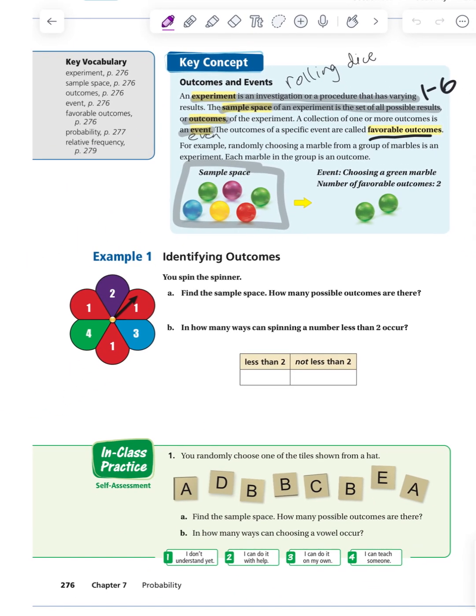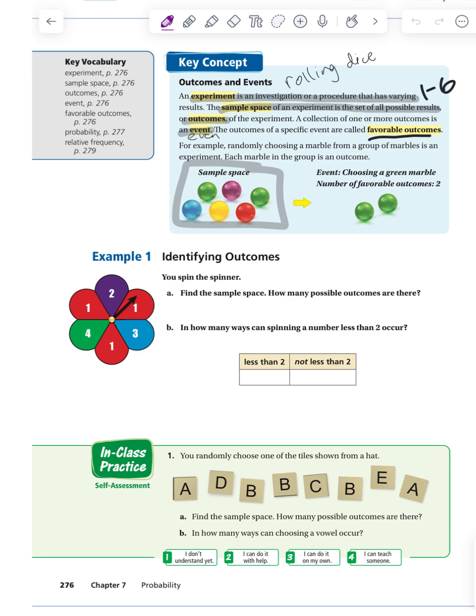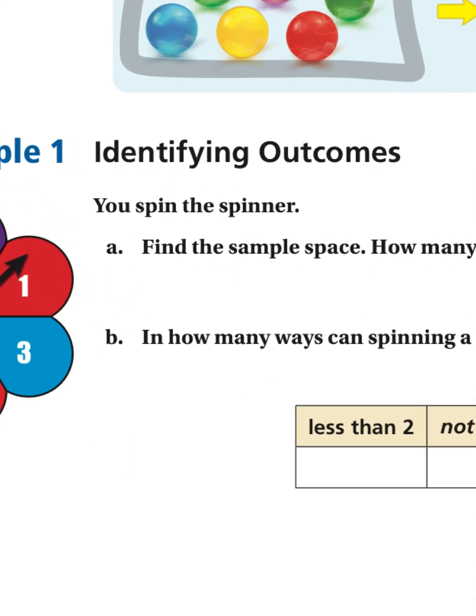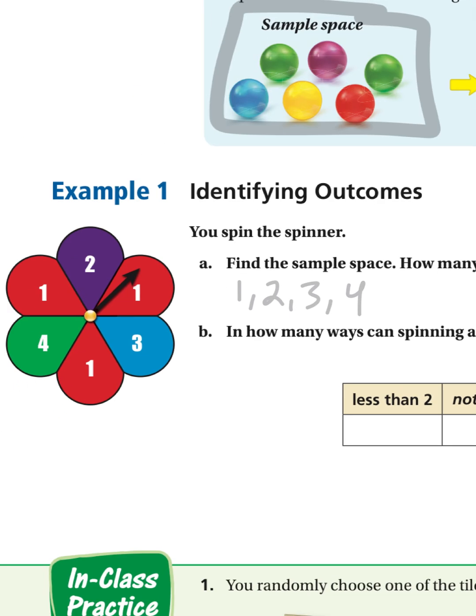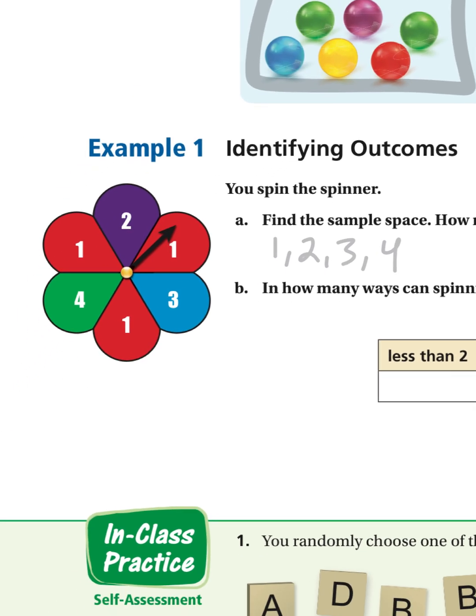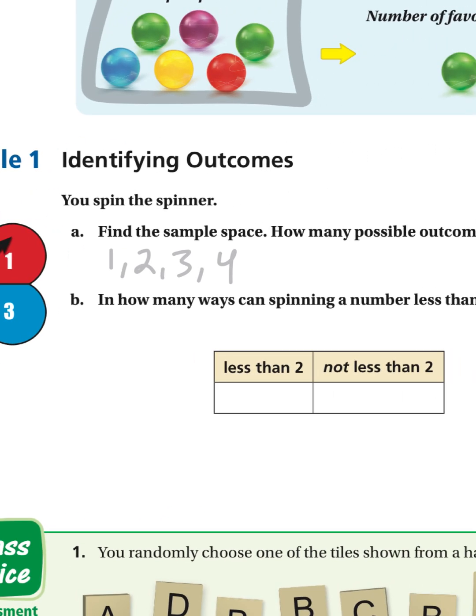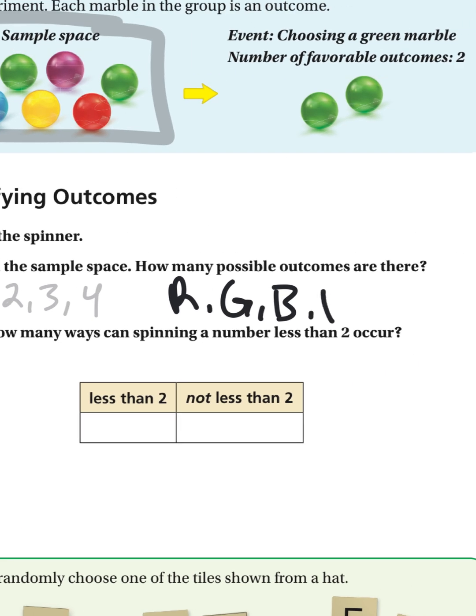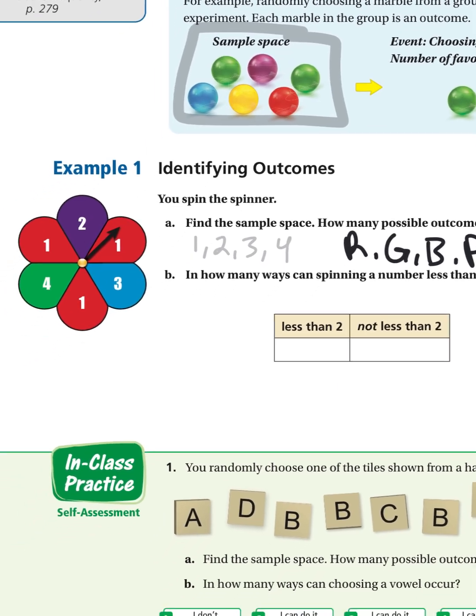All right, let's look at example 1. You spin the spinner, find the sample space. So we could do this multiple ways. We could do colors or we could do numbers. So a sample space might be 1, 2, 3, 4, because there's 1 through 4. But it could also be red. I'm going to switch to my pen here. Red, green, blue, purple. Because those are the 4 colors.